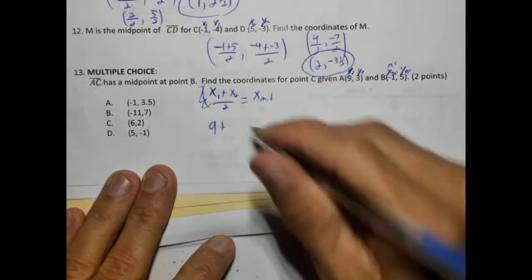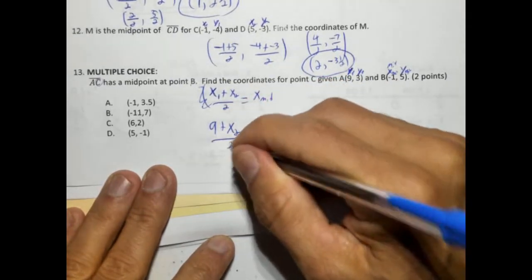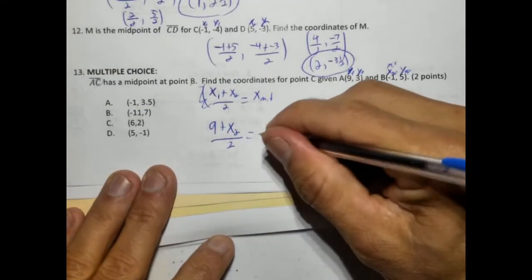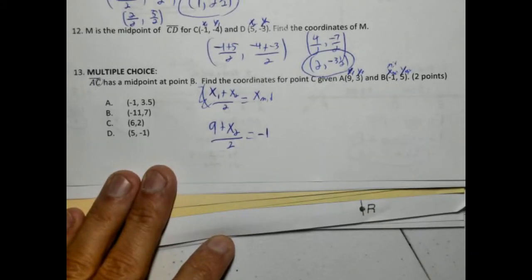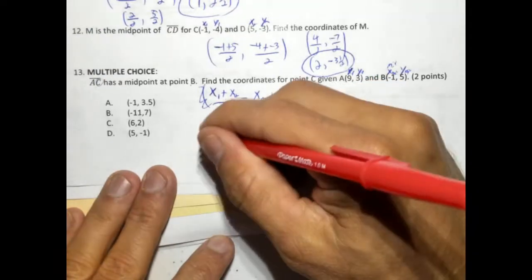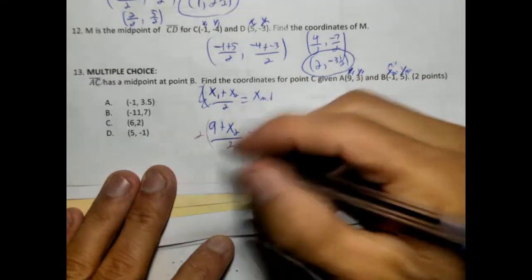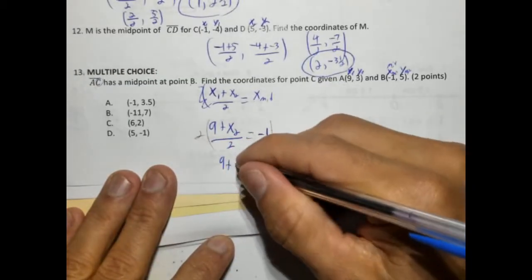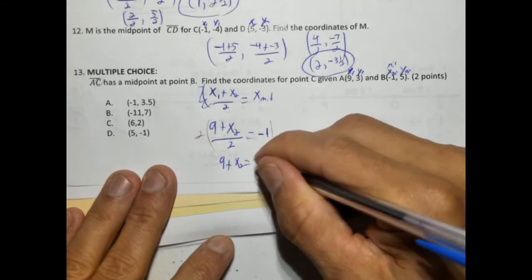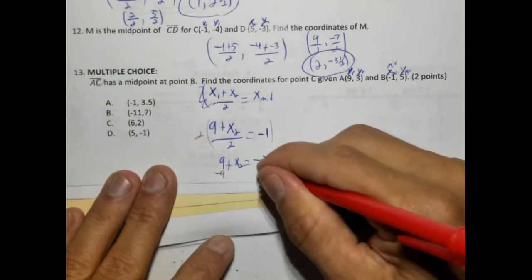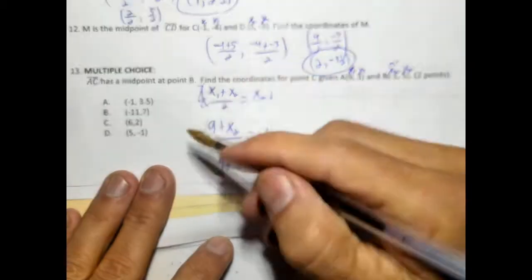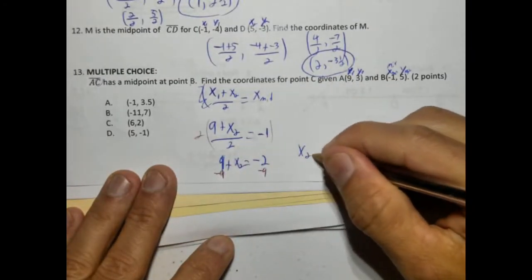We don't know what our x sub 2 is, and our x mid is negative 1. We're just going to solve here for x sub 2. First thing we're going to do is multiply both sides by 2, and that'll give us 9 plus x sub 2 equals negative 2. Then we're going to get the x sub 2 by itself, so we're going to subtract 9 from both sides. And that means x sub 2 would be negative 11.